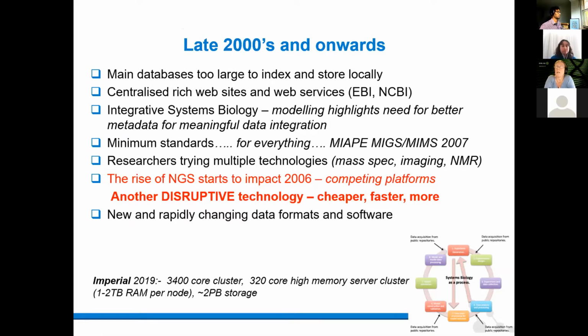And then around 2006, we had another disruptive data event. This is actually a technology event as well, because this is around the rise of the next generation sequencing technologies that were coming in. And of course, these were quite unstable to start with, and we had many different competing platforms. And this led to a very rapidly changing set of data formats and the software used to analyze them. And we'll look a little bit later on how these disruptive technology events influence what a bioinformatics facility needs to do to make the best use of this new technology. Next slide, please.